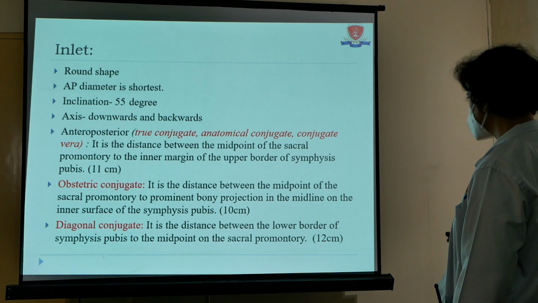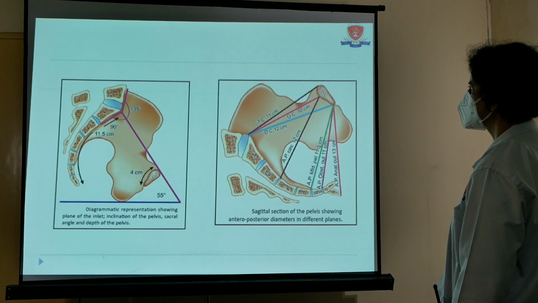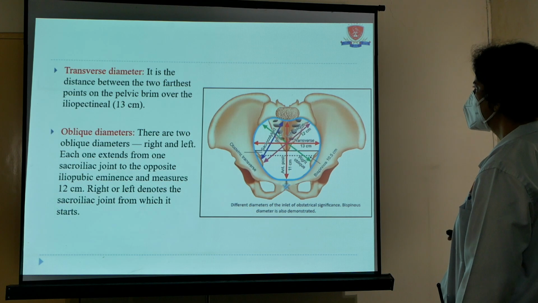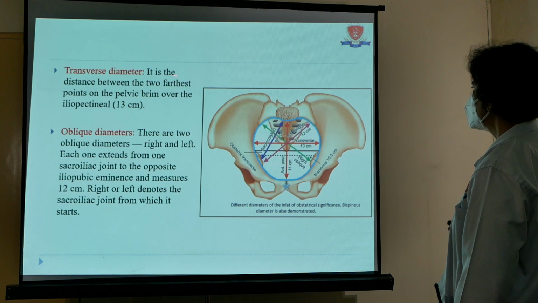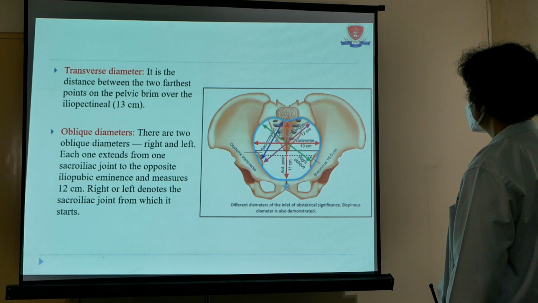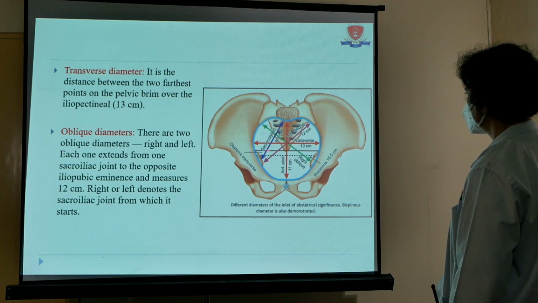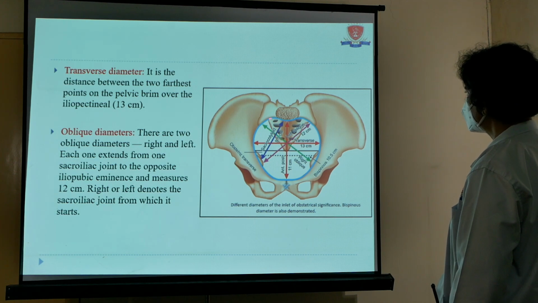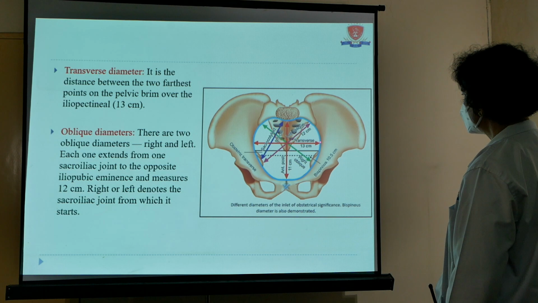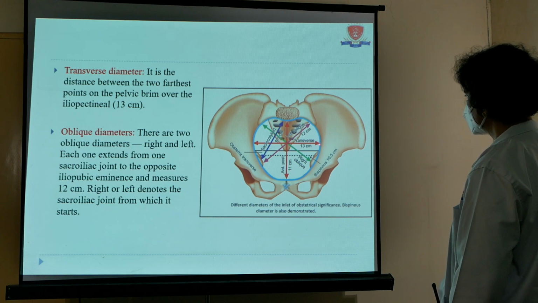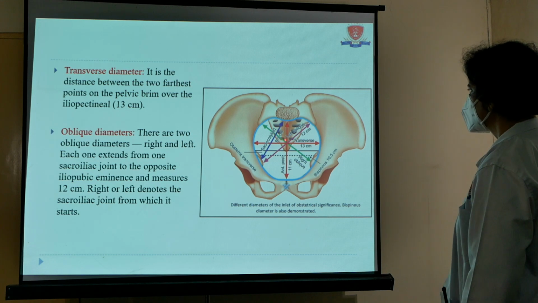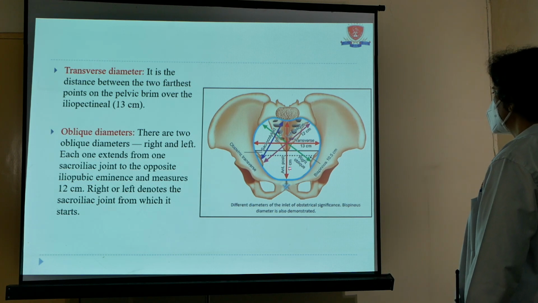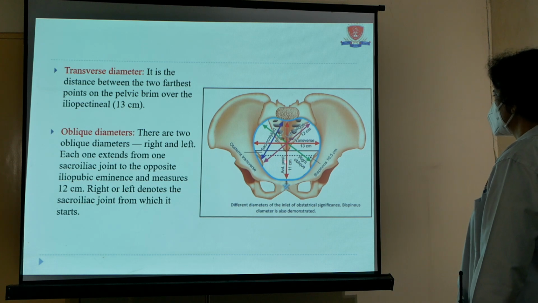These are the 3 anteroposterior diameters. Now the transverse diameter of the inlet. This transverse diameter is along the iliopectineal line, and it is the distance between the 2 furthest apart points on this pelvic brim. This is the transverse diameter, and it is 13 centimeters. So that was 11, 10 and 12 for the diagonal conjugate, and the transverse diameter is 13 centimeters.